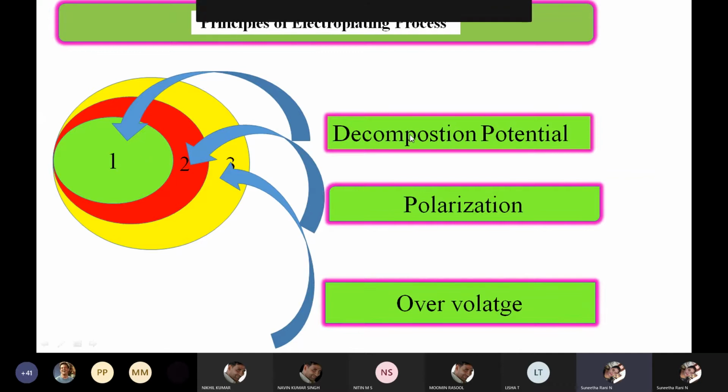The first one is decomposition potential, the second is polarization, and the third is over voltage. We will see one by one what decomposition potential, polarization, and over voltage are. So what is decomposition potential?